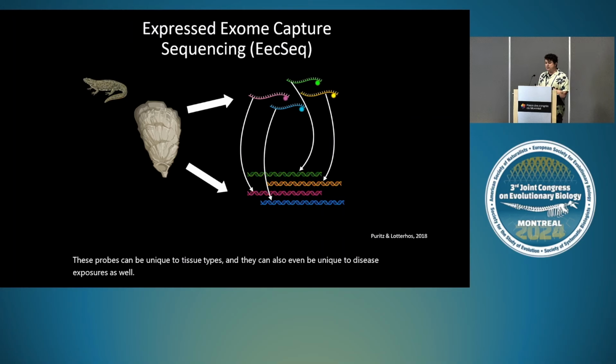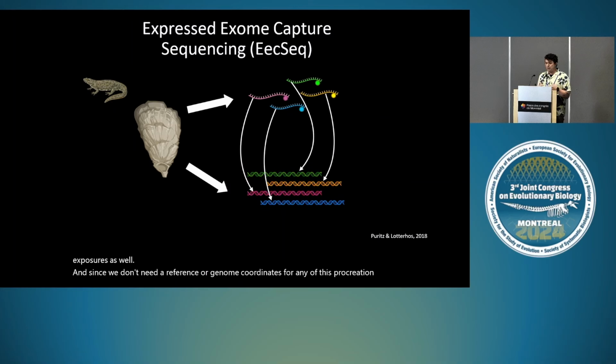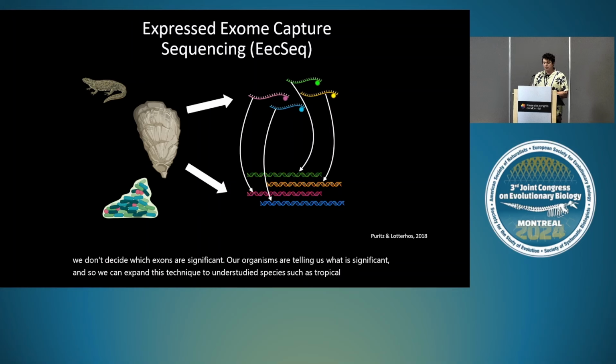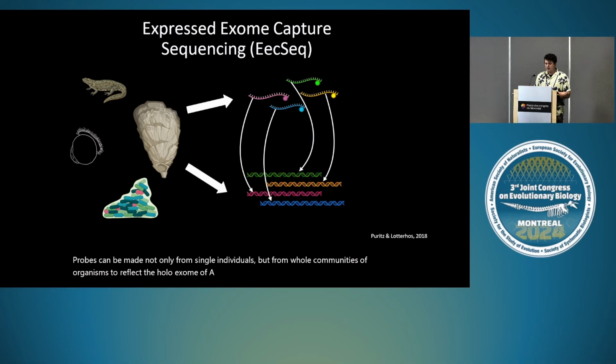Since we don't need a reference or genome coordinates for any of this probe creation work, we don't decide which exons are significant. Our organisms are telling us what is significant. And so we can expand this technique to understudied species such as tropical amphibians. Probes can be made not only from single individuals, but from whole communities of organisms to reflect the holoexome of a group. And we can even create probe sets from different life history stages, such as larval oysters, and use those larval probes to enrich adult exomes to explore how expression patterns early in life history translate to adult exome selection.